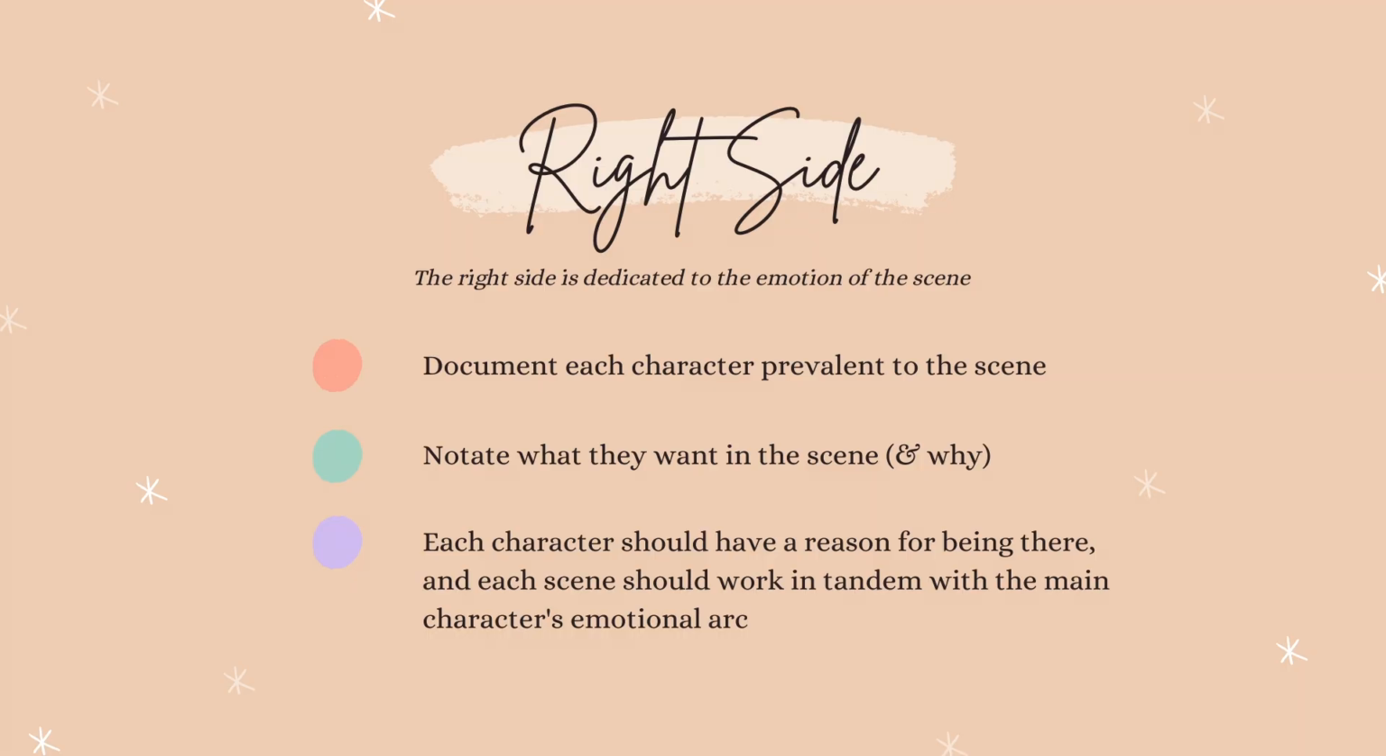Basically, I use the right side to document the emotionality of the scene. I use the right side to document every character in the scene and the character's motive. That way, I know I'm hitting those points for the B story. The B story is basically built in at this point. Plus, each scene should work for the character's emotional arc. At the end of the day, we're telling the story to see how our main character changes.